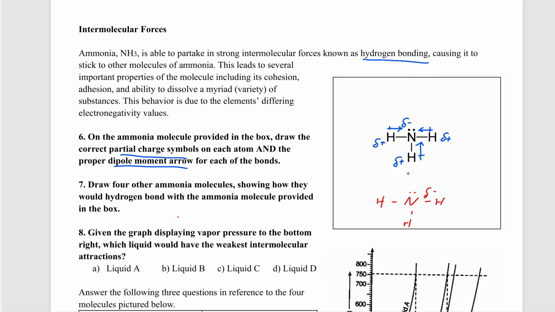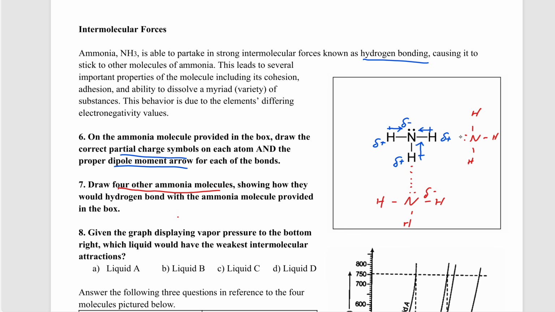It can be dots, it can be dashes, whichever is fine. But we need to show that the partially positive hydrogen is going to have some sort of attraction, some sort of stickiness to the partially negative nitrogen. Like that. And we want to show 4 other ammonia molecules. So we need some more NH3s.